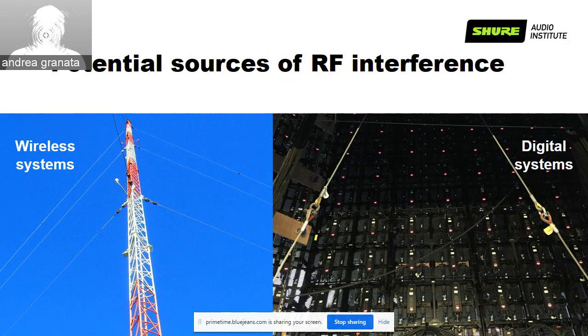But we have a source of interference that is usually pretty big and pretty disturbing, that is LED walls. LED walls nowadays can be the first and the major cause of RF noise in one environment.